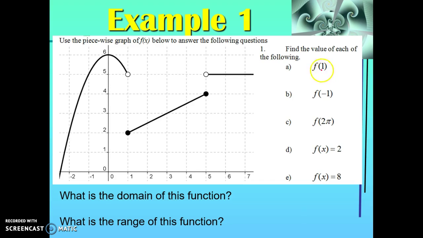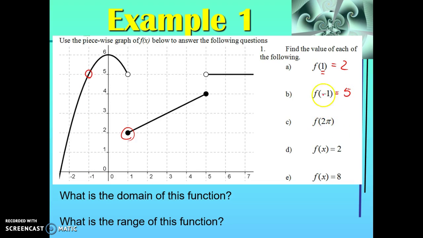So to find f of 1, this is essentially asking what is the y value when x is 1. So we go to where x is 1 and we find out that the y value is 2. F of negative 1 is saying what's the y value when x is negative 1. So that looks to be 5.